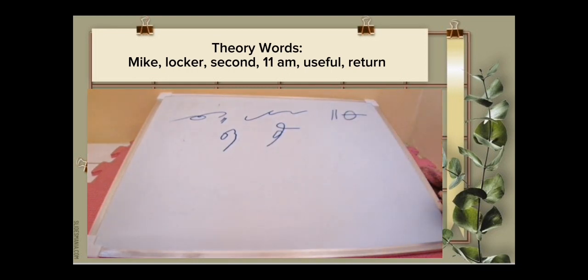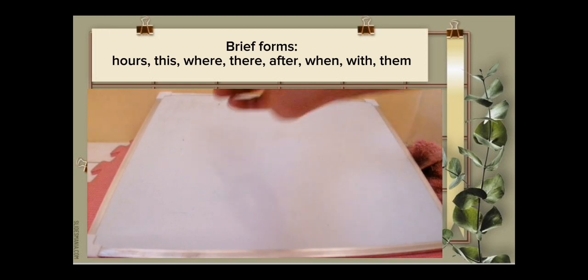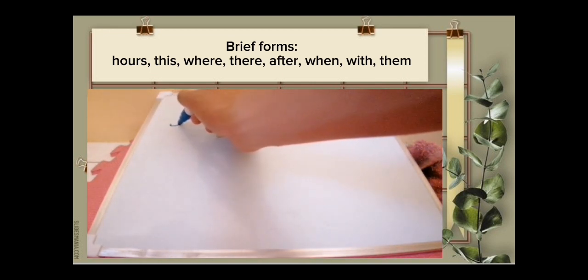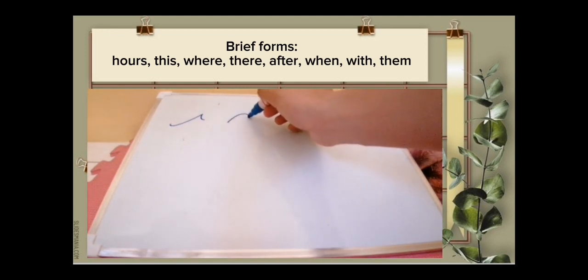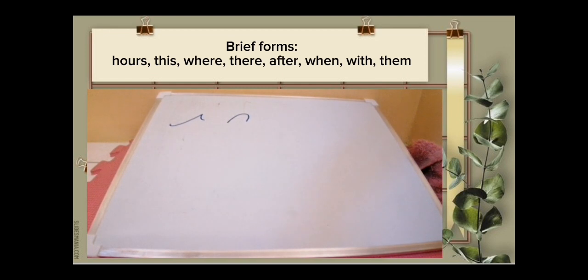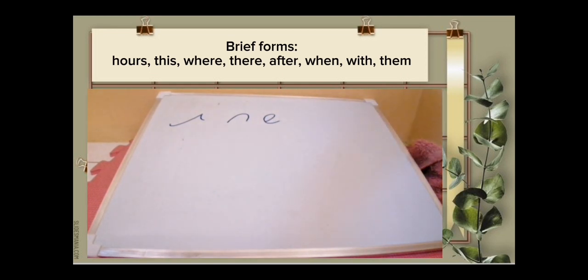And that's it for our theory words. For our next topic, we have the brief forms for lesson 41. First word, we have hours. Next word, we have this. Next, we have air. Next, we have there.